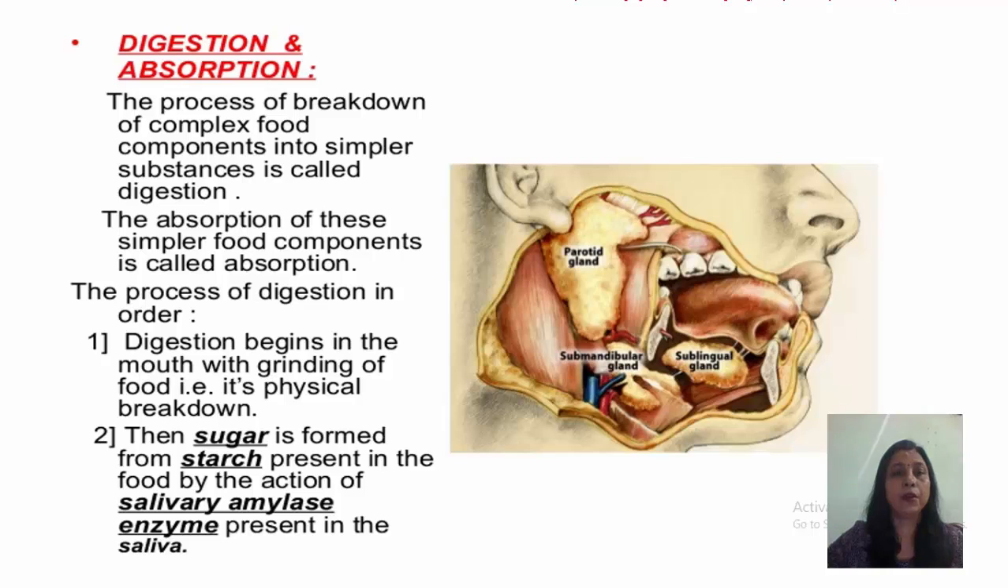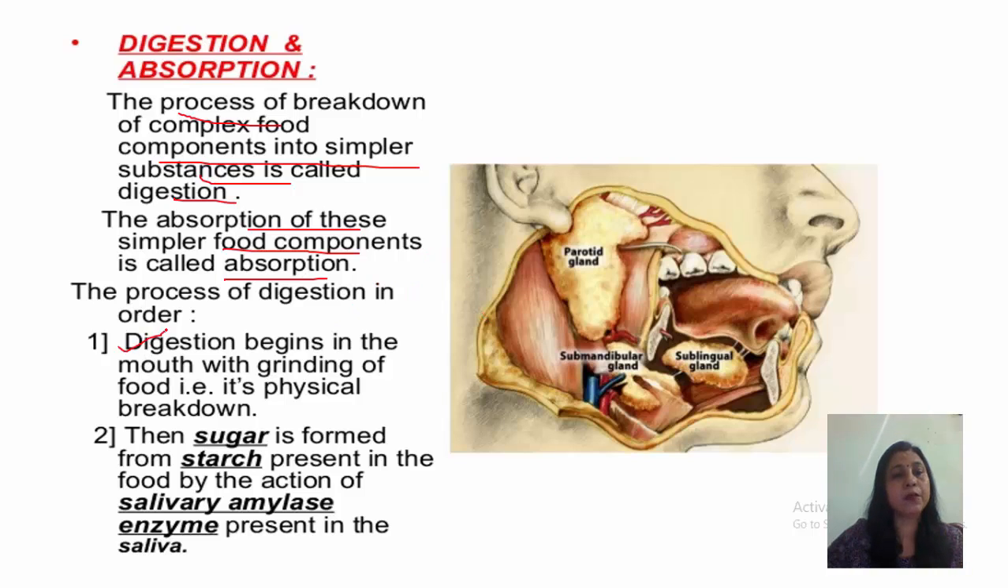Now the third step is digestion. The process of breakdown of complex food components into simpler substances is called digestion. We all know this. The absorption of these simpler food components is called absorption. When the food is broken down, the complex food is broken down into simpler substances. As we know, carbohydrates are broken into simpler sugar, proteins into amino acids, and fats into fatty acids and glycerol. These are the simplest substances out of these three. So what happens? These get absorbed in the blood, and this process is known as absorption.